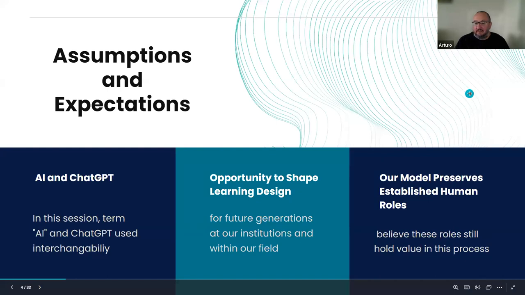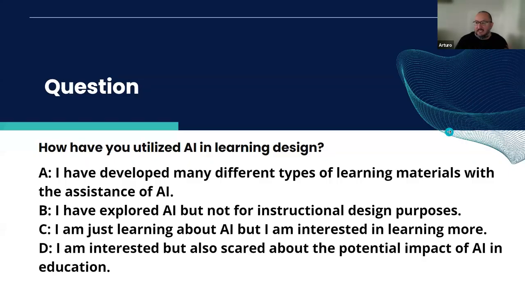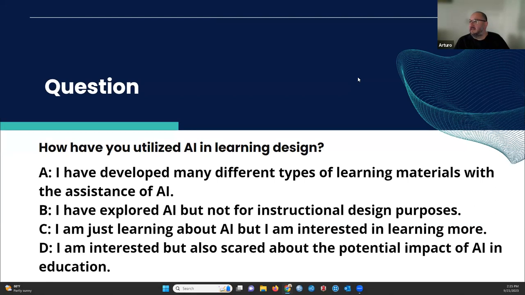I wanted to give the group a quick poll, and we're going to take just a minute to do this because we've got a lot to cover. Based on this question, just type in A, B, C, or D in the chat as far as your experience in utilizing AI in learning design. If you've done any of it, we want to hear and get a sense of the audience and your experience with AI in learning design. I guess you can see the chat, right? I see a B, yes. A, C. Okay, great. Excellent.